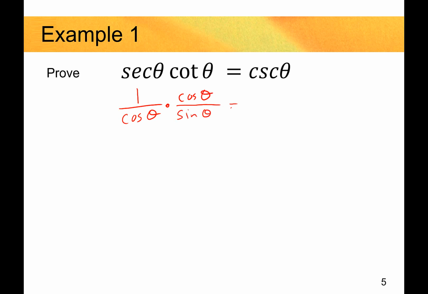And then on this side, we normally like to write things in terms of sines and cosines. So cosecant is 1 over sine. Perfecto. All right, we look back at this here, and we're just going to keep on going. So I'm going to cancel off the cosines because they're going to reduce each other, and I got myself 1 over sine theta is equal to 1 over sine theta.